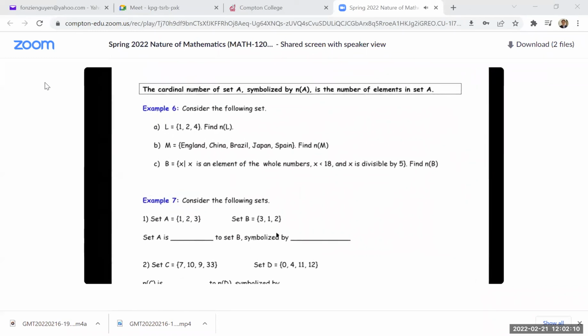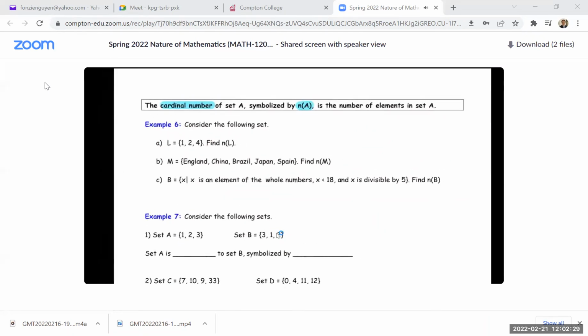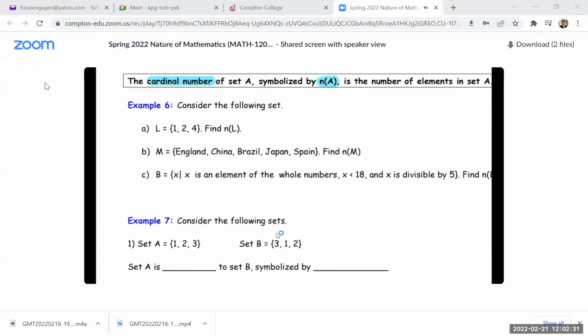All right, the cardinal number of a set A, symbolized by n of A, is the number of elements in a set. So that's what cardinal number means. It just means how many elements there are in the set. And this is a notation that's used. So for the first one, anybody know how many elements there are? 3. Very good. So you would just say n of L is 3. So that little n just stands for the number of elements in that set.